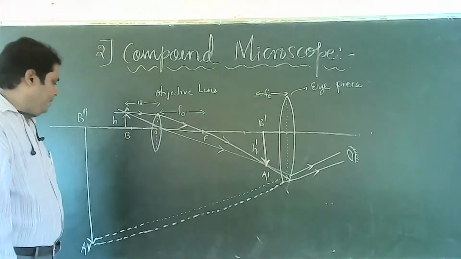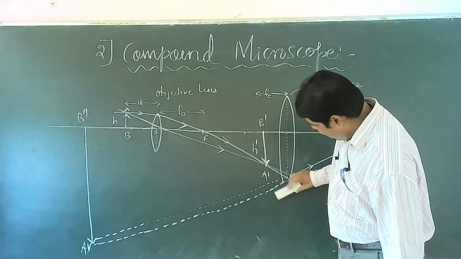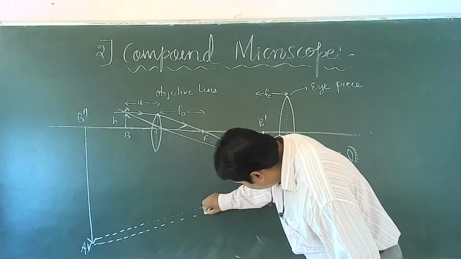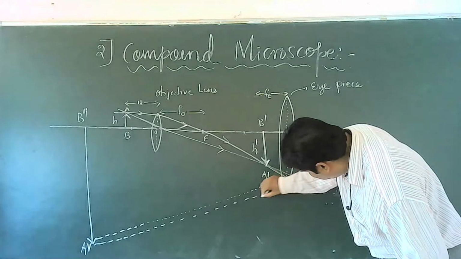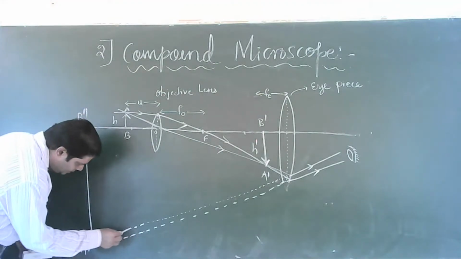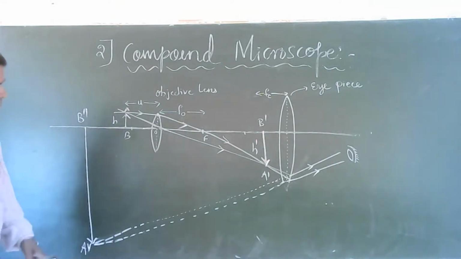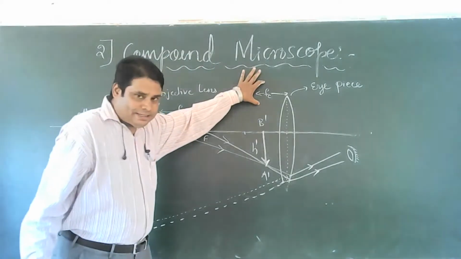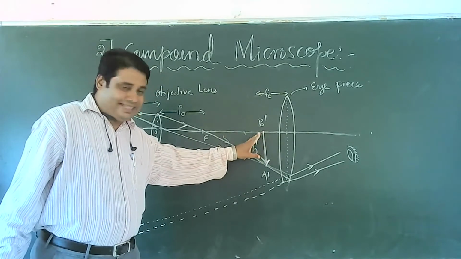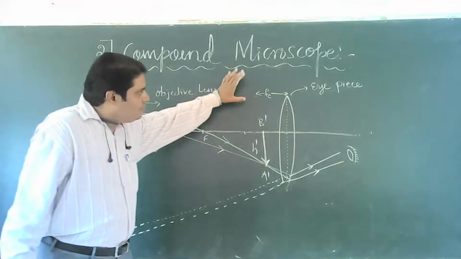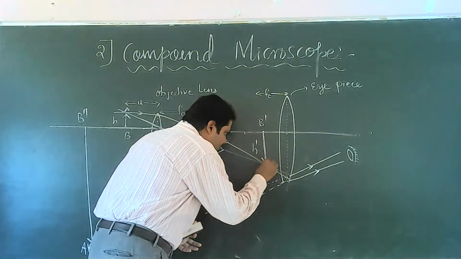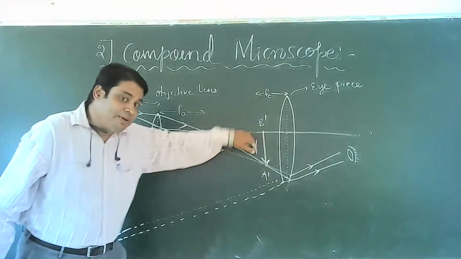Let us imagine we'll meet here. See, when the object is placed exactly at a distance of the focal length of this eyepiece, then this image from this lens acts as an object for the second lens.